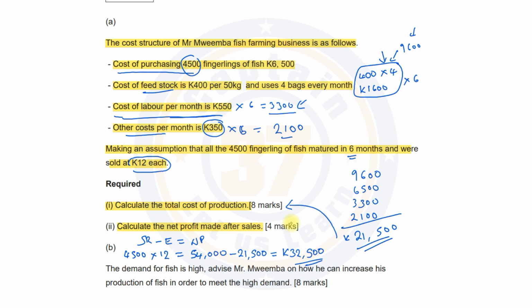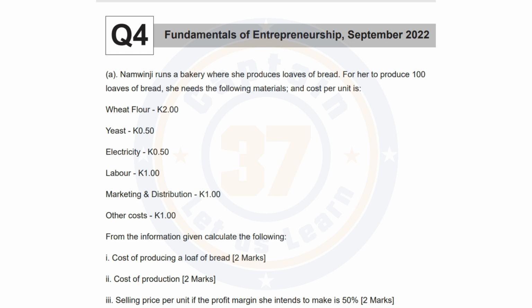We now proceed to look at the next question. September 2022, question 4, Fundamentals of Entrepreneurship.